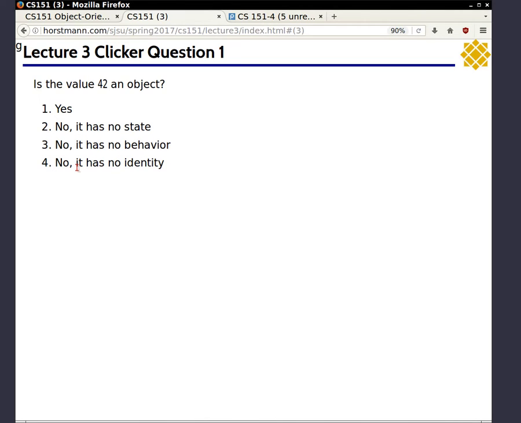I don't think 2 is a good answer, because clearly it has state, and very few people thought 2 was a good answer. And I don't think 3 is a good answer, because you could always argue that all of the integers, they know how to do arithmetic operations. It's behavior. They know how to do stuff.